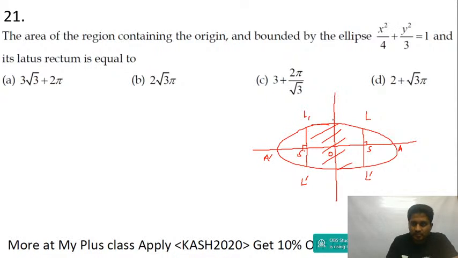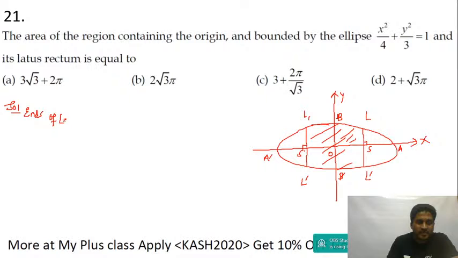This is A dash, this will be B. Okay, and then this is B dash. X, this is Y. Right, I'll find the area in the first quadrant and multiply by 4. So first I should find out the ends of the latus rectum, right? Ends of the LR. Okay, ends of the latus rectum, that is L, right?